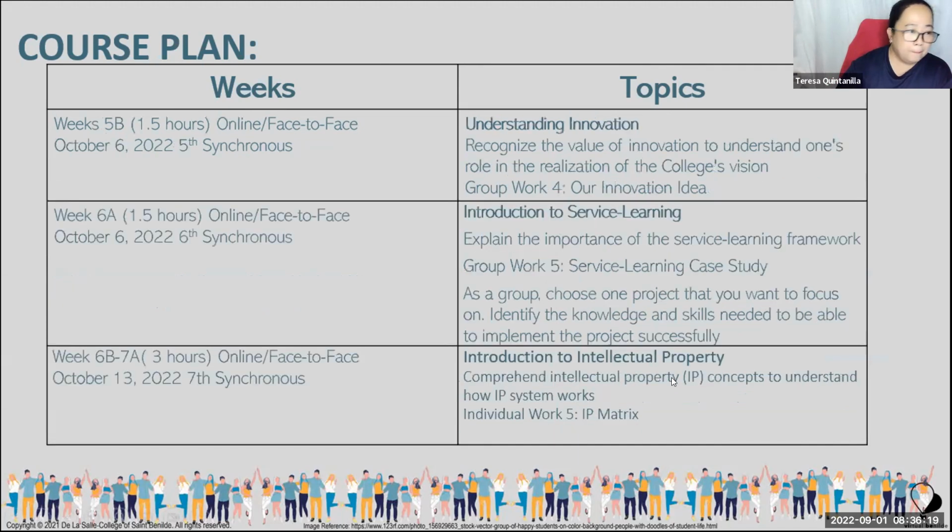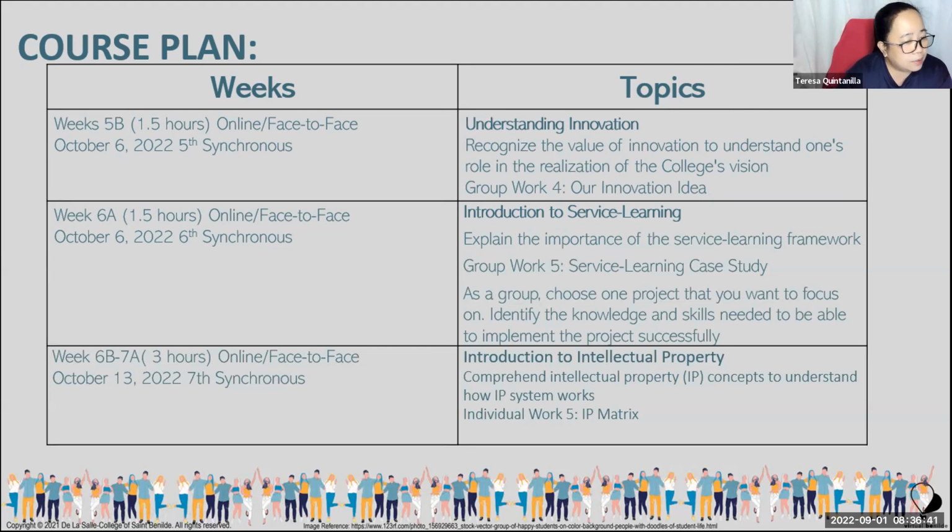Okay. On the 5th week, also understanding innovation. So we have to recognize the value of innovation and understand it. Understand the role of innovation and the realization of the college vision. Okay. And then this is our 4th group work. So our innovation idea.